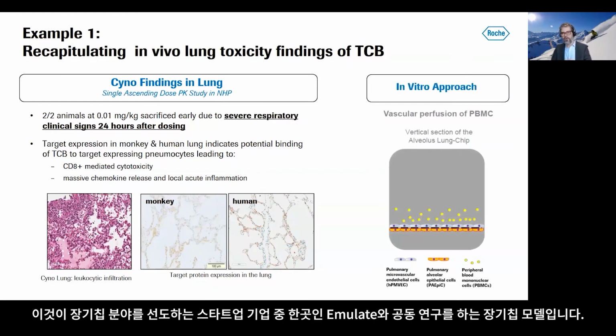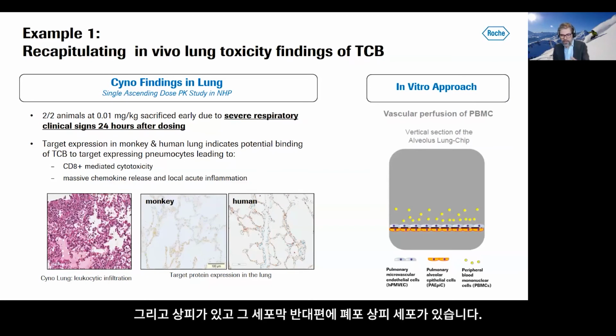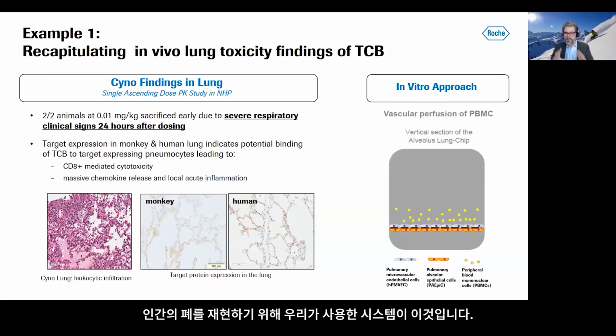So this is the organ chip model that we have been working on together with Emulate, one of those startup companies that are leading the field of organs on chips. It consists of pulmonary endothelial cells together with PBMCs recapitulating the vasculature. Then you have a membrane, and on the other side of the membrane, you have the alveolar epithelial cells. So this is our system we use to recapitulate a human lung.